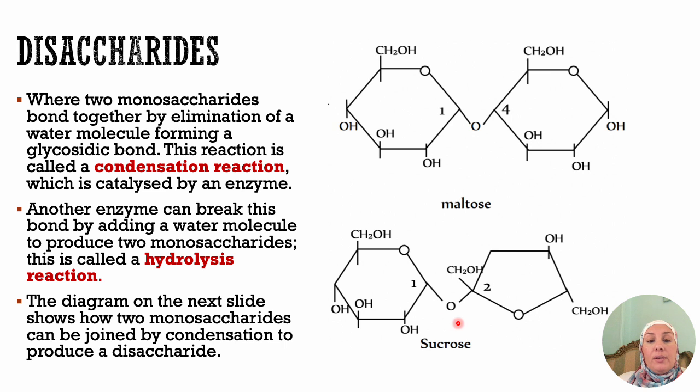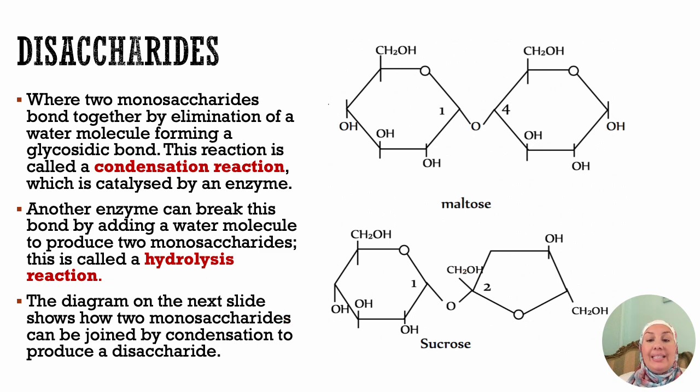So here is another disaccharide. It's called sucrose. And this is, again, the regular sugar that you have at home. If you add sugar to your coffee or your tea, this is sucrose. It is made up of one alpha glucose and a fructose sugar.